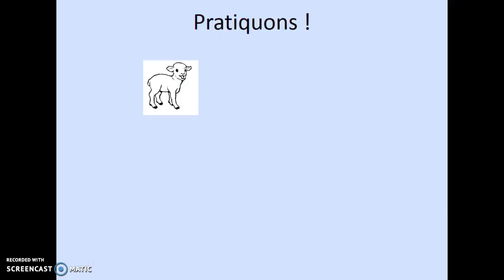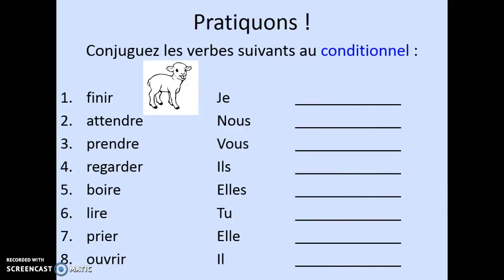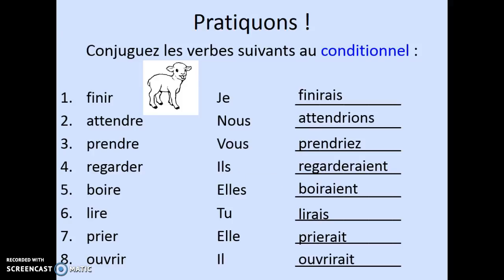Okay, so go ahead and practice. These are the verbs that I'm asking you guys to conjugate. I want you to pause it, and then when you're done, check your answers. Hopefully you guys did well on these. I'm going to go through the pronunciation so you can get used to it again. Je finirai, nous attendrions, vous prendriez, il regarderait, elle boirait, tu lirais, elle prierait, and il ouvrirait.